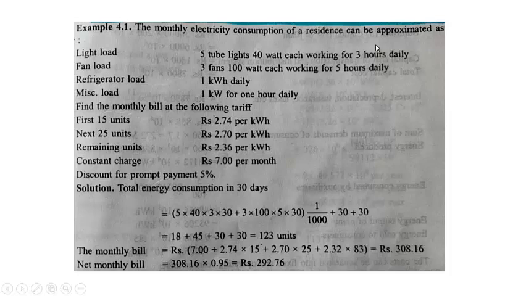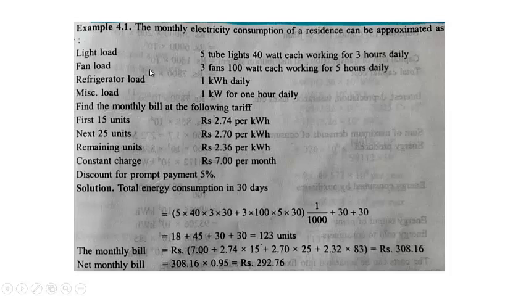Since it has to be done for 1 month, the total energy consumption in 30 days will be, first we'll calculate the total watts. It will be 5 into 40 into 3 hours, that means watt hours. When we divide it by 1000, it will be kilowatt hours. That means 5 into 40 is the total number of watts multiplied by hours, giving watt hours, and in 30 days, multiplied by 30, when you divide by 1000, it comes out to be 18 kilowatt hours.